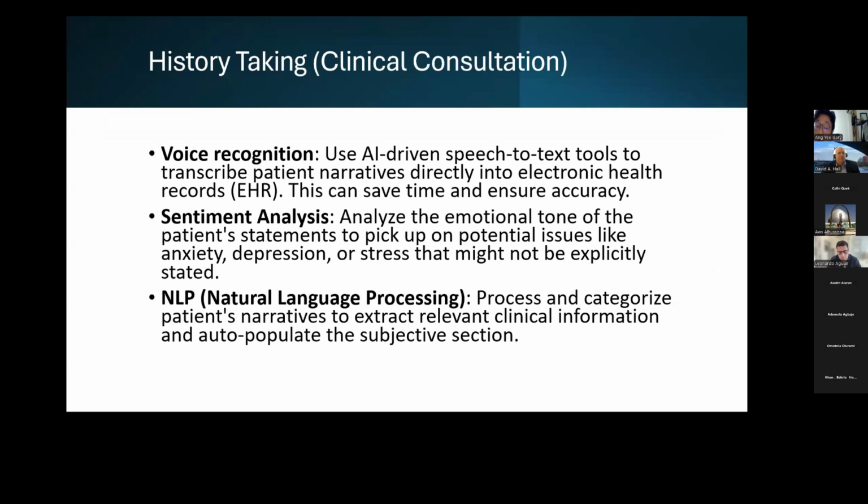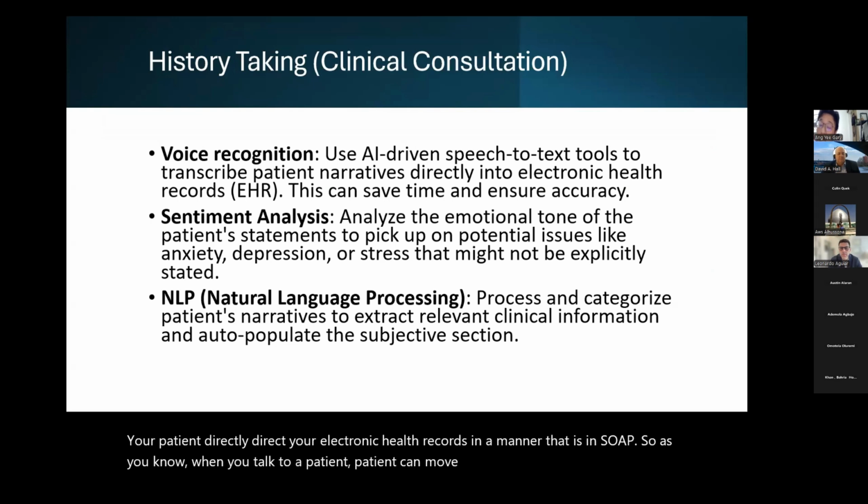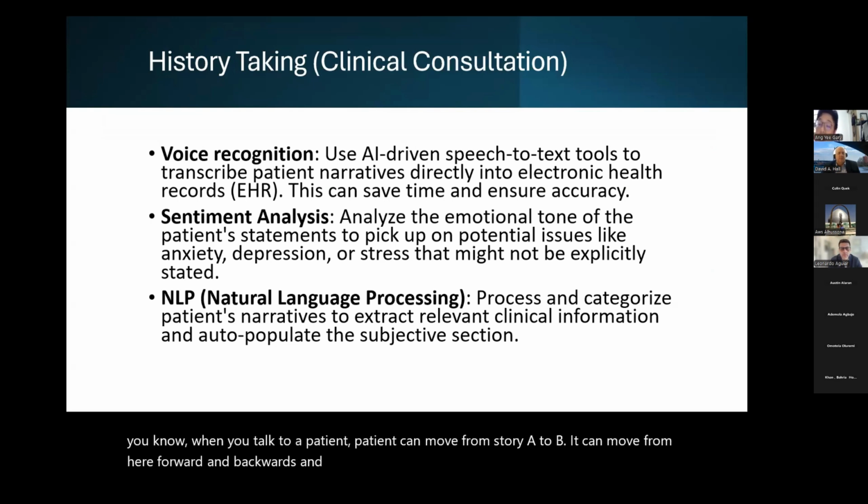So history taking, we can use voice recognition. I kind of mentioned that. The AI can actually use speech-to-text, ambient AI to transcribe the patient narrative directly to electronic health records in a manner that is in SOAP. So as you know, when you talk to a patient, it can move from story A to B. It can move forward and backwards. And after a consult, you may realize you missed a question. So the chatbot can actually organize the information.